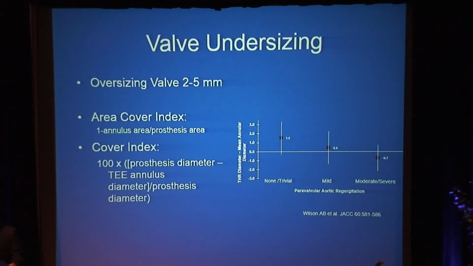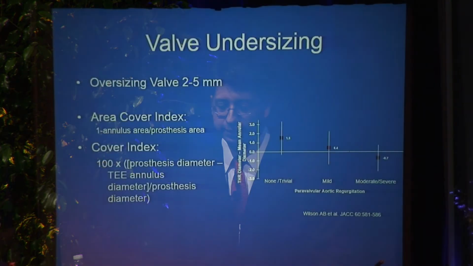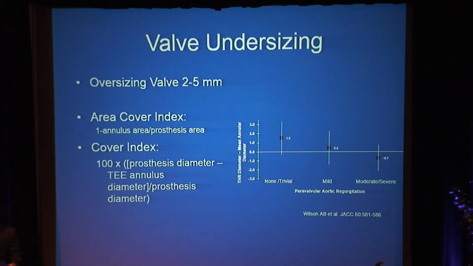Here on the x-axis are different degrees of AI, and on the y-axis you have the transcatheter heart valve diameter minus the mean annular diameter. So the higher your transcatheter valve diameter difference is compared to the mean annular diameter, the lower the incidence of AI. Based on this study and similar studies, it's recommended that your prosthetic valve size should be a few millimeters bigger than your actually measured annular size.